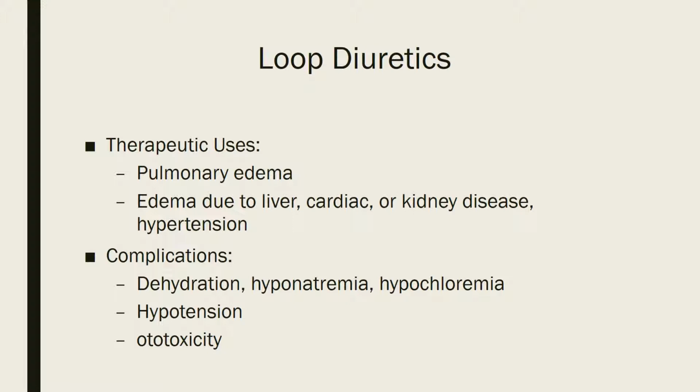Complications can be dehydration, so we need to monitor for signs and symptoms of dehydration. We're looking for dry mouth, increased thirst, minimal urine output, and obviously some weight loss. Also hyponatremia, so we're less than 135. Normal output is 30 mils per hour, so anything less than that, you need to hold the medicine and report it. And then hypochloremia, which is low chloride as well. They're losing the chloride too, so monitor electrolytes for sure. Hypotension.